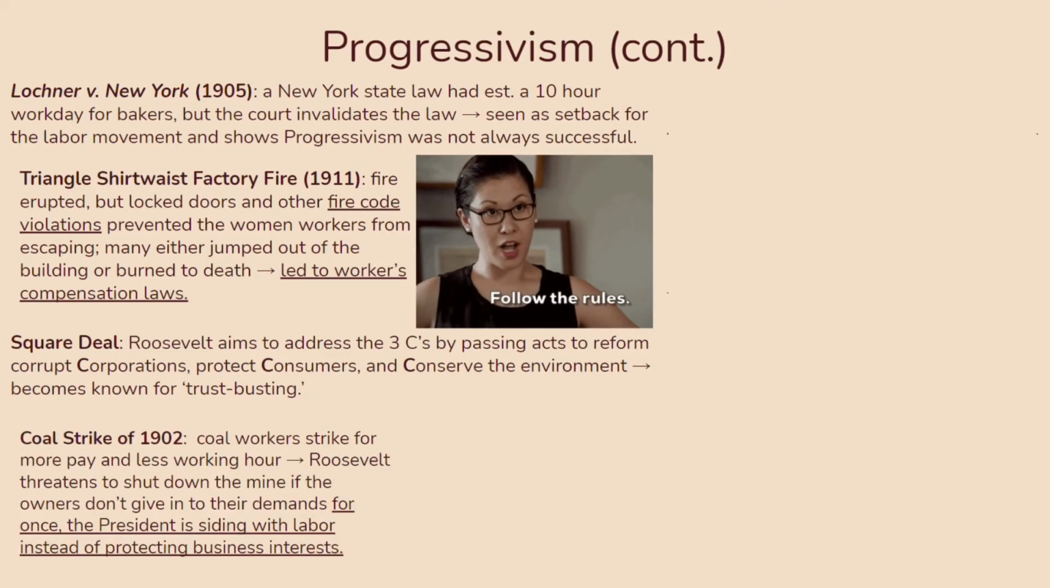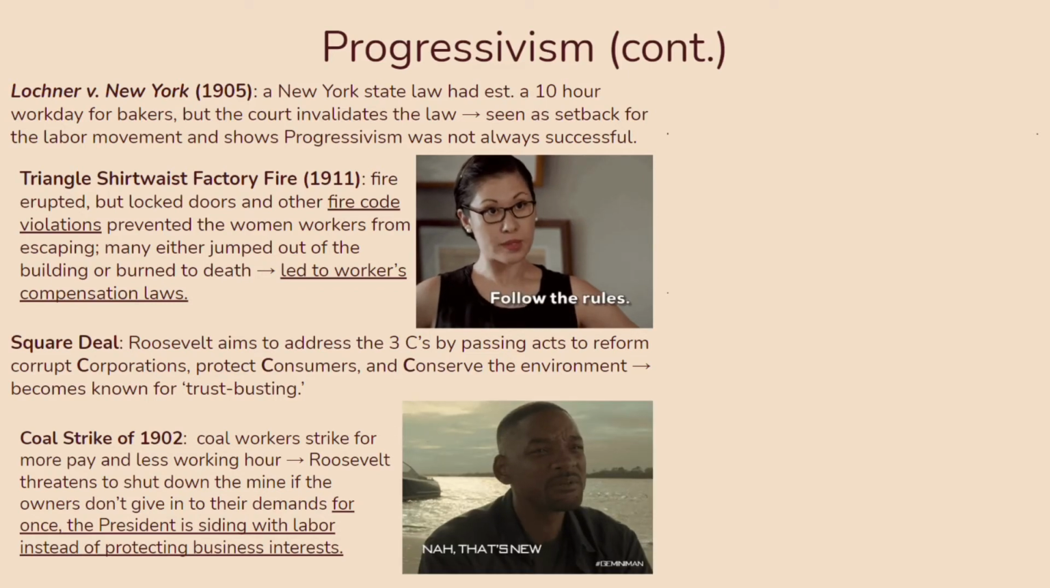And you can see that Roosevelt is not like the other presidents with the coal strike of 1902. So these coal workers decide to go on strike, they want more pay and less working hours, and instead of sending in troops to suppress the rebellion, Roosevelt actually threatens to shut down the mine if the owners don't give in to their demands. So for once, the president is actually siding with labor instead of protecting business interests. This is new and this is an amazing change. It shows that the government actually cares about the often forgotten people. So clearly the progressivism movement is making some impact on society.